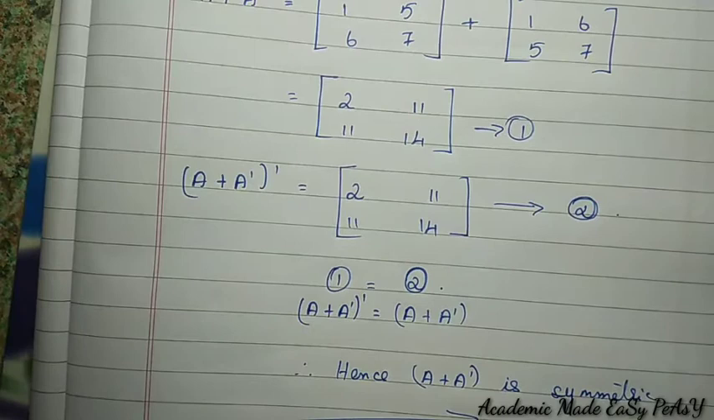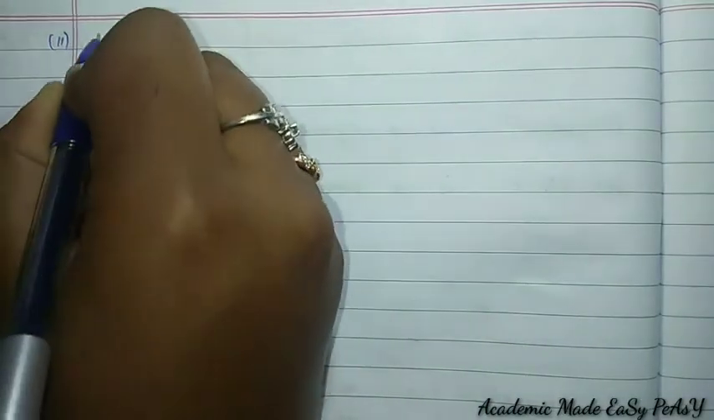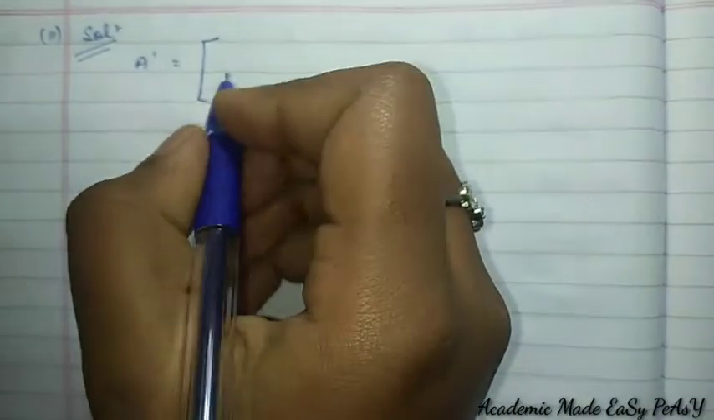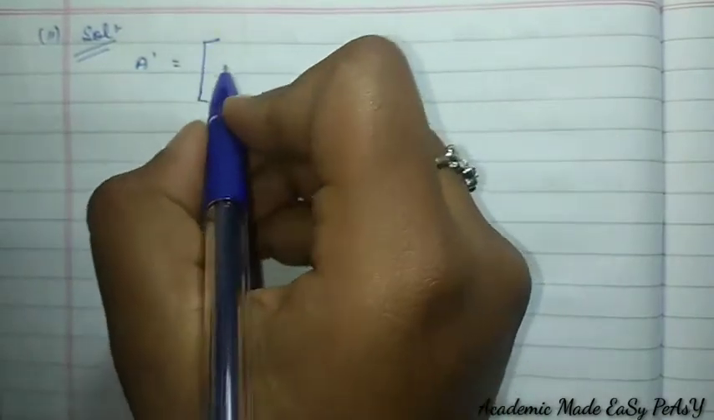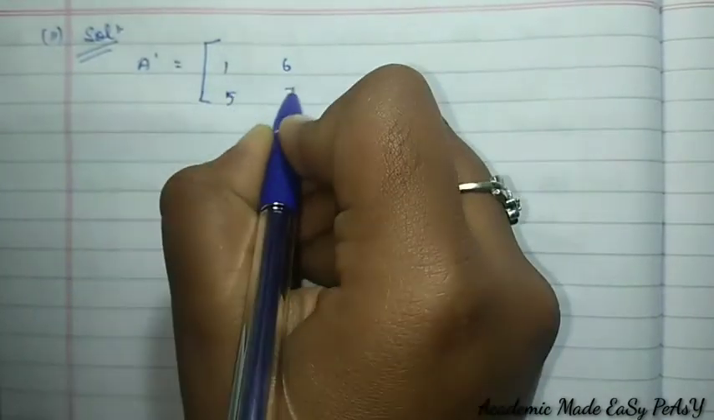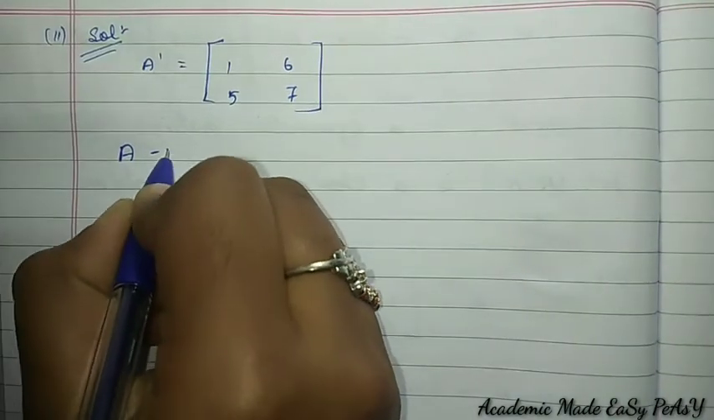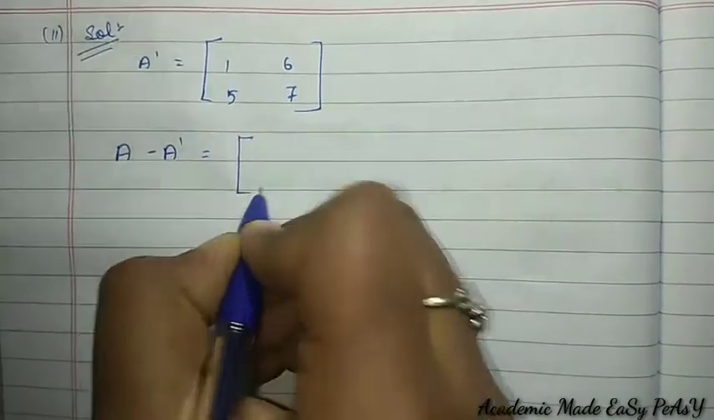Hence verified. Now the second subdivision. Now let's start finding it. Already we found what A transpose is. What was our A transpose there? 1, 6, 5, 7. So now we have A minus A transpose. So what was our A?